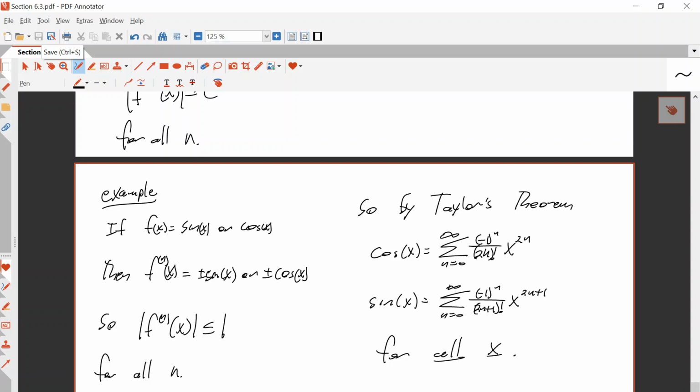Well, you could center it, instead of at x equal to 0, at x equal to pi or x equal to pi over 2 or whatever else you would like. X equal to 0 turns out to be the most convenient. But there it is. The sine and cosine are always equal to their Taylor series. Okay.